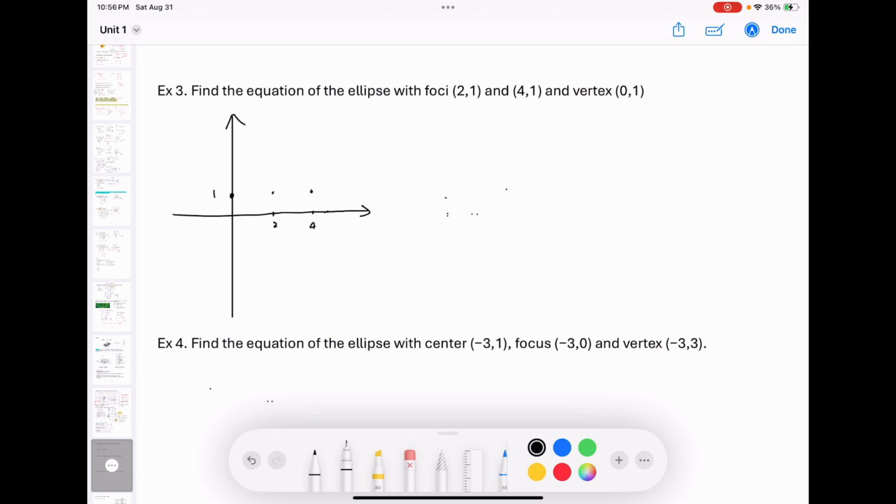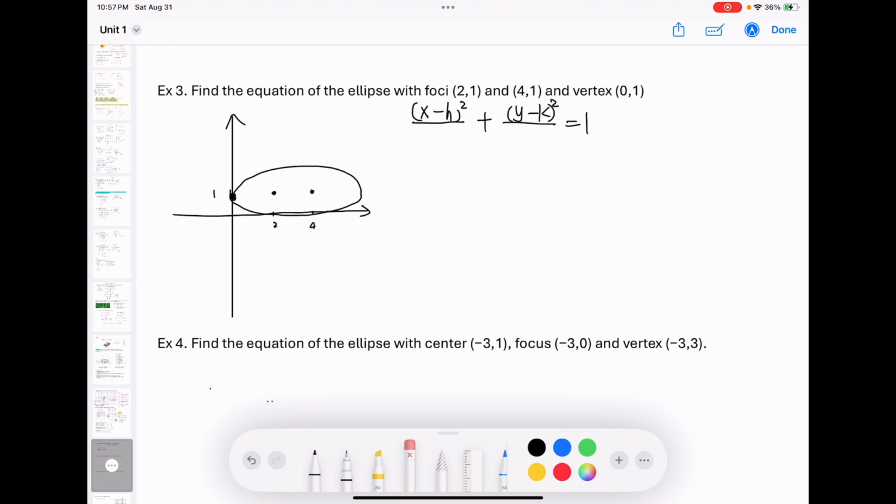Okay, that means I may have my graph horizontally like this because the vertex and the foci are on the major axis. So my graph has a horizontal major axis. So which formula am I using? (x minus h) squared over a squared, and another part is (y minus k) squared over b squared, is equal to 1.